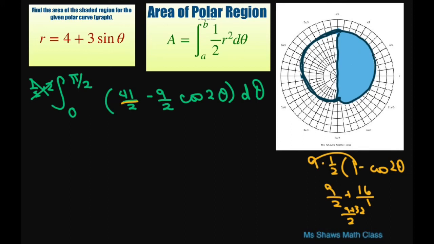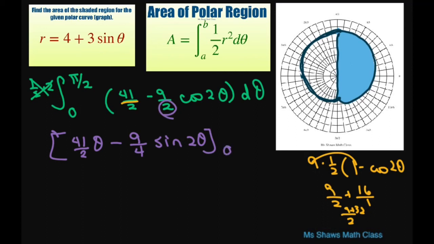All right. Now, let's integrate this, and we're going to get the integral. All right, so now let's go ahead and integrate it. This is going to be 41 divided by 2 theta minus 9 divided by 4 sine of 2 theta. I just multiplied the 2's there. We're evaluating it from 0 to pi divided by 2.